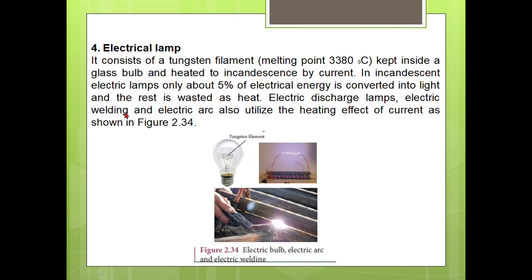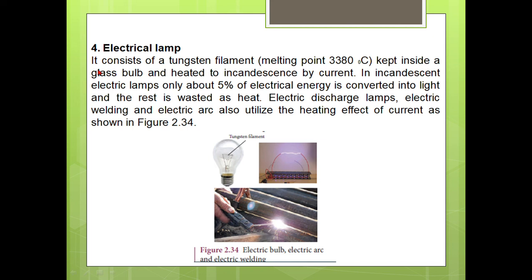The last application, the electric lamp, is nothing but a bulb. It consists of a tungsten filament. Please note down the melting point, a very important objective type question. The melting point of the tungsten filament of the bulb is 3380 degrees Celsius.